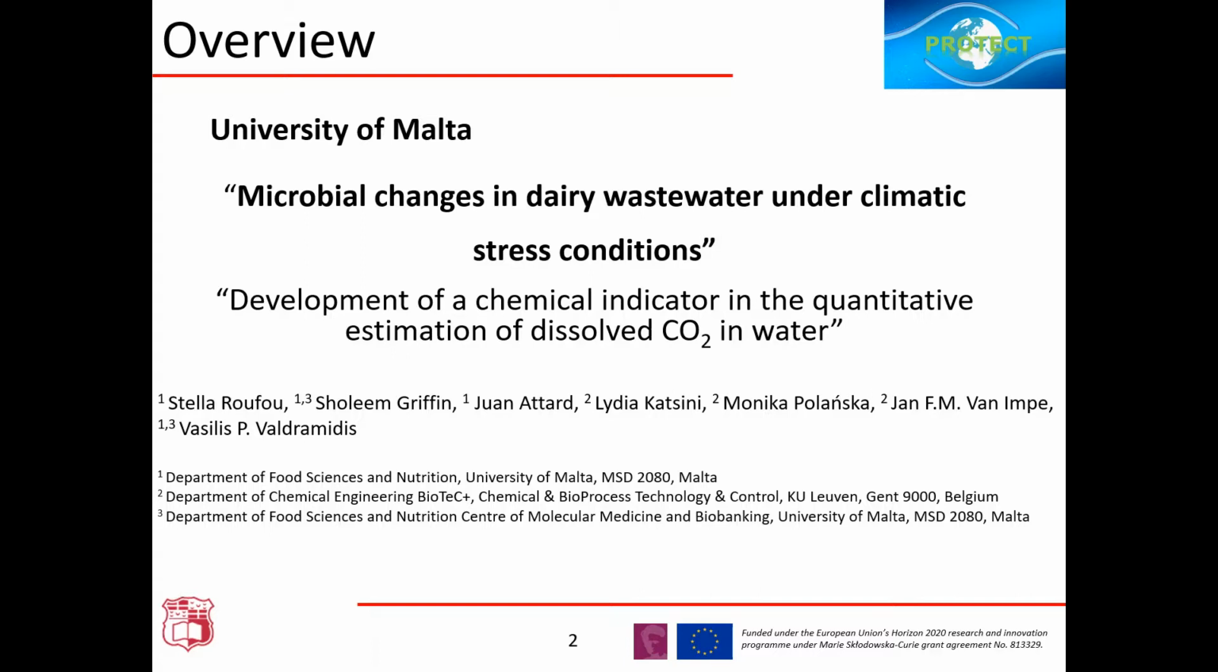The topic of my project is to evaluate the microbial changes in dairy wastewater under climatic stress conditions. Today I will present a study done in our laboratories, and it's based on the development of a chemical indicator in the quantitative estimation of dissolved carbon dioxide in water. From the title, you can understand that I'm focusing on dairy wastewater. And from today's study, I will try to explain how climate change can affect dairy waste.